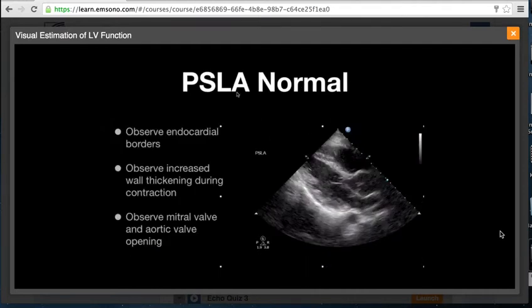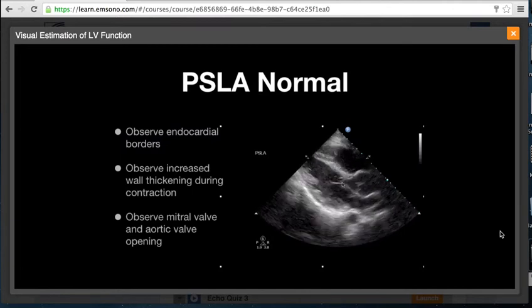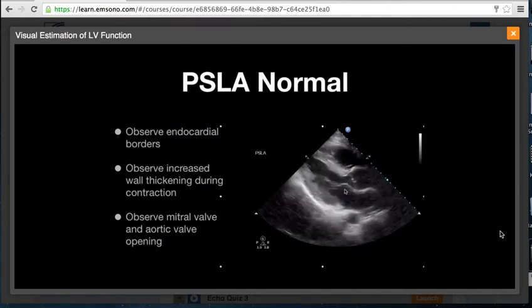Let's look at the parasternal long axis window. Here's a patient with normal LV function. So again, you're going to want to look at the endocardial borders. You're going to want to observe for increased thickening, as you see here during contraction, and you're also going to want to look at the mitral valve and the aortic valve. With normal LV function, in the absence of any underlying valvular disease, you should see that the anterior leaflet of the mitral valve will touch the septum up here.